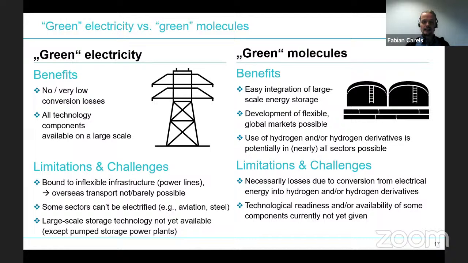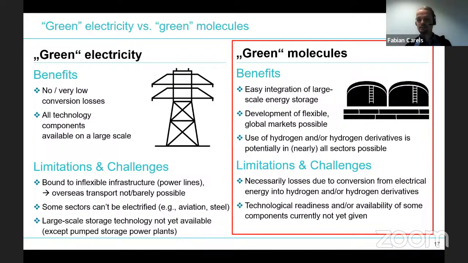As this webinar is about hydrogen and its derivatives, I'm going to take a closer look at the transport of the green molecules in my further presentation.